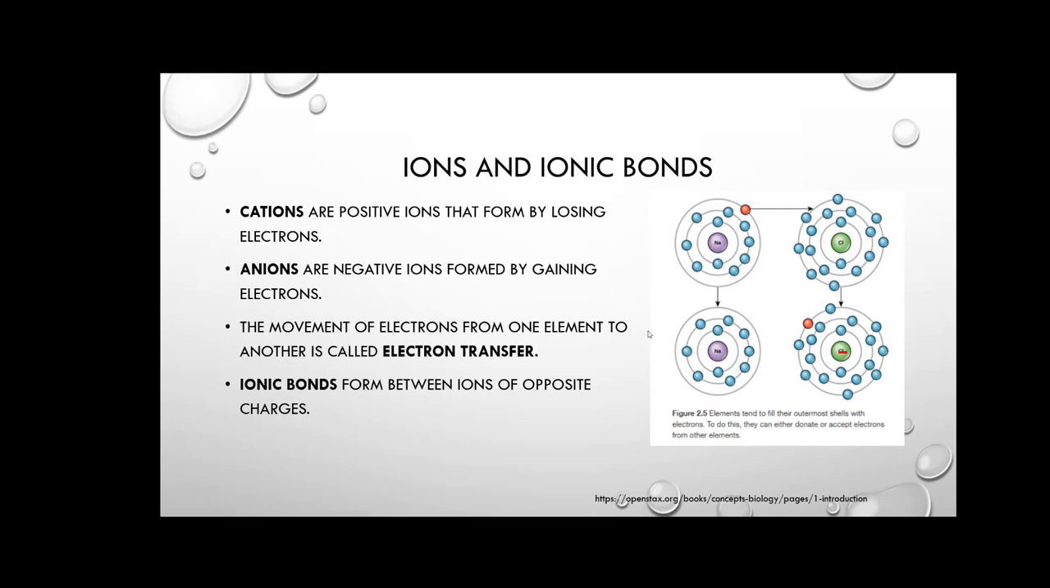When we are moving electrons from one atom to another, it's called an electron transfer, okay? And as these two are donating electrons to each other, they form something called an ionic bond, between ions of opposite charges. So now the sodium and the chlorine have formed an ionic bond. And if you know what sodium and chlorine together form, it's salt, table salt, actually.